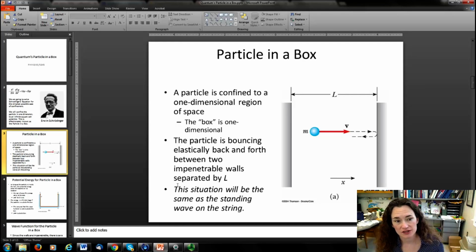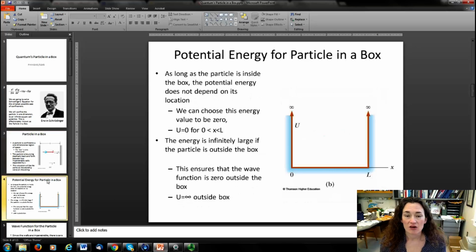Now, this is going to give the same solution as the classical physics case for a standing wave on a string, like a guitar string or some other form of musical instrument. Now, as long as the particle is inside the box, the potential energy isn't going to depend upon its location. It's just a constant value. We're going to choose, for the sake of ease, to have that constant be 0. So the potential energy is 0 inside the box and infinite outside the box. This ensures that the particle is bound inside the box and cannot escape the box at all.